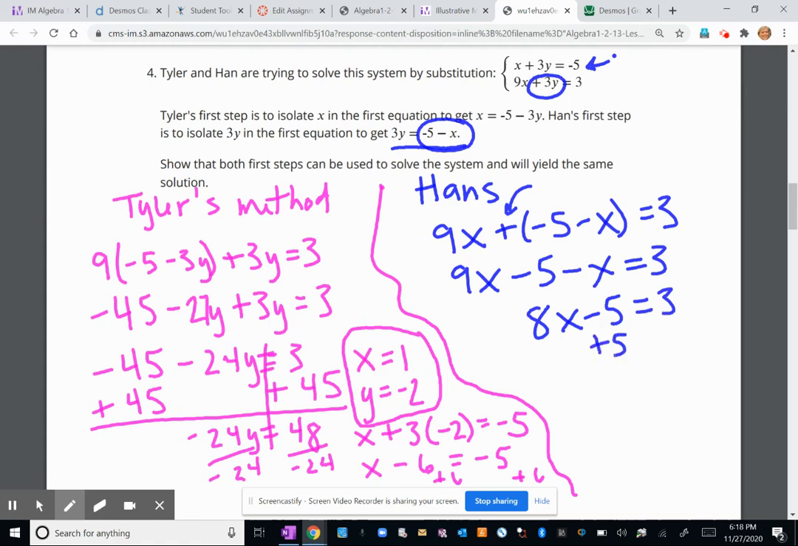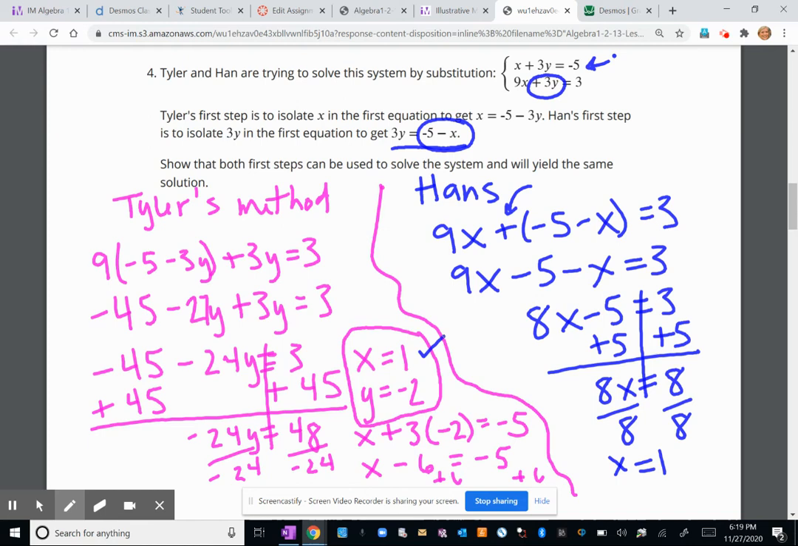Remember, we're keeping it balanced. We get 8x equals 8. So divide by the 8, and x equals 1, which we got on the first one.